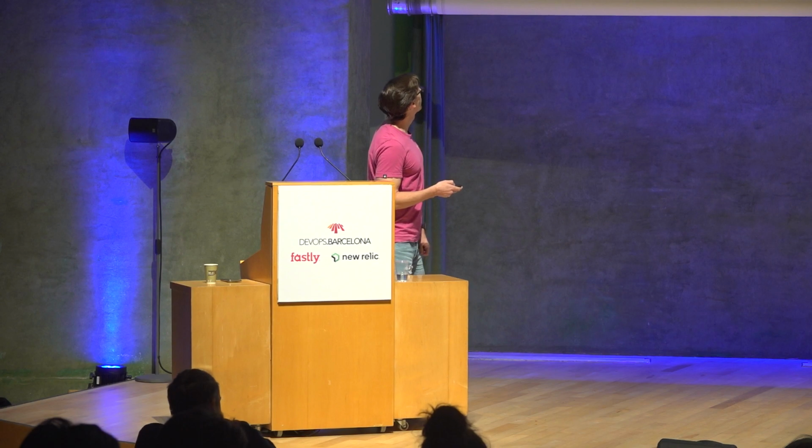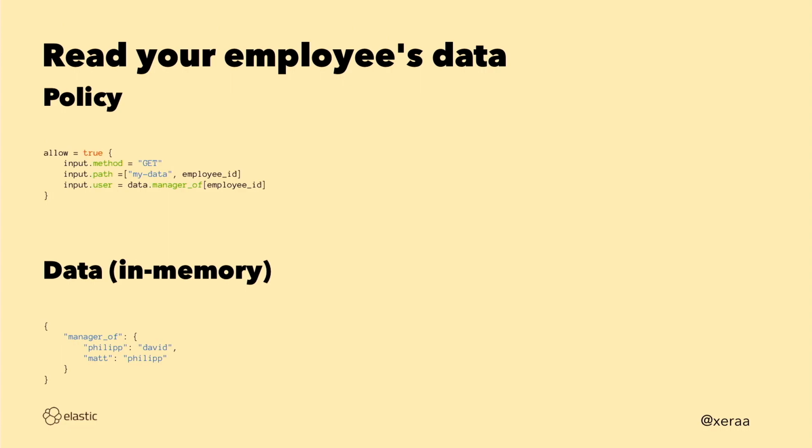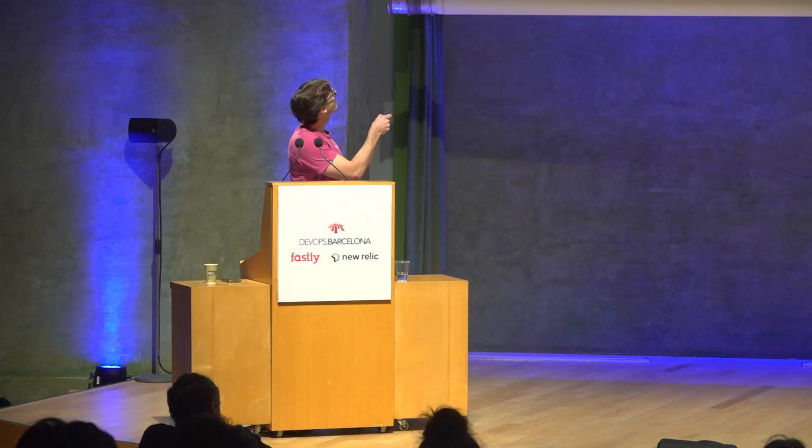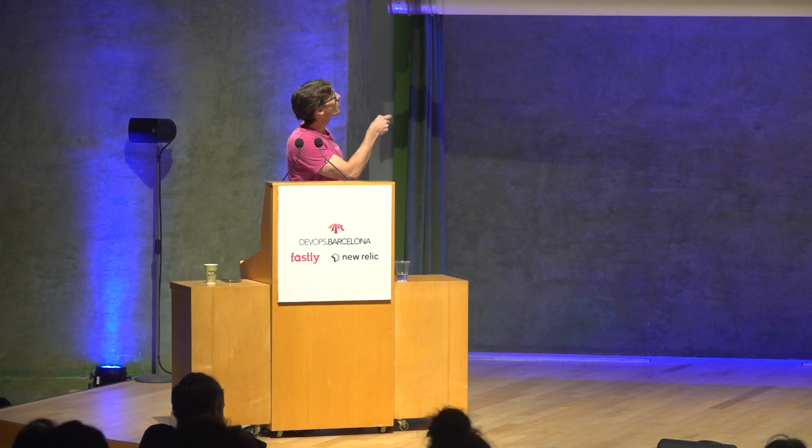You can also add data. That's what I've shown you before in the graphic, that you can add some data here. And what we're adding here is that we have managers. And the managers can basically access the data of their employees. So Philip can access the data of David, and Matt can access the data of Philip. And then we express that here with that data structure, data manager of, that basically the manager of is in that chain of employees, and then you can also access that data.